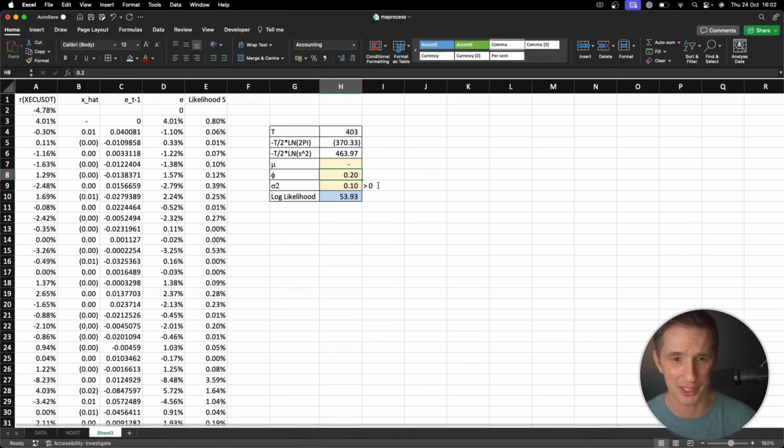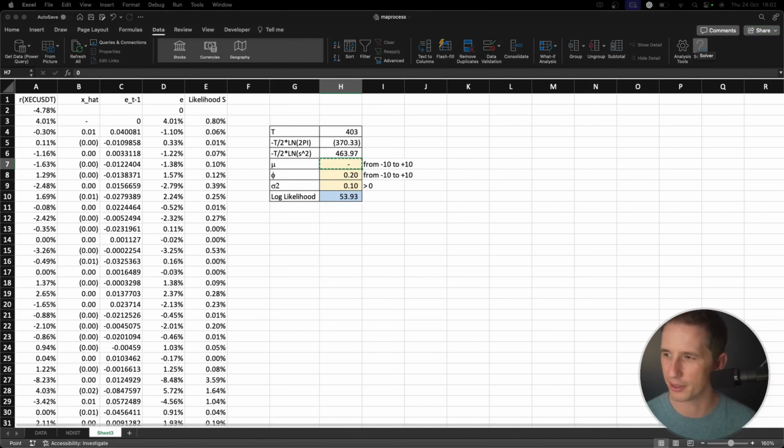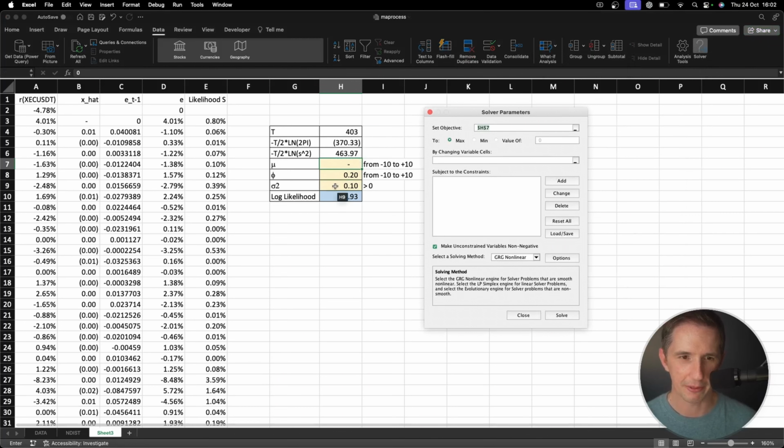And so in Excel, if you go to Data, and here I'm using a Mac, it's called Solver. Might be called something different on Windows, I don't know. Probably it's the same thing. It says here, what do you want to set as an objective? So I want to set this log likelihood here as my objective. And it says, what do you want to do to it? I want to maximize it. I want this number to be as high as possible.